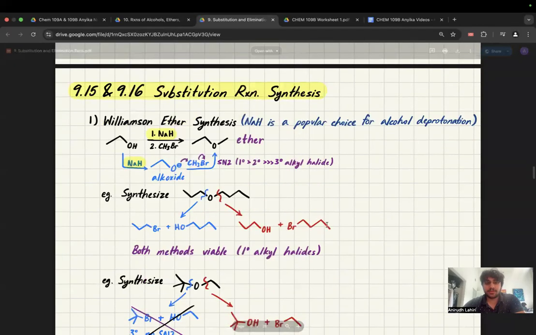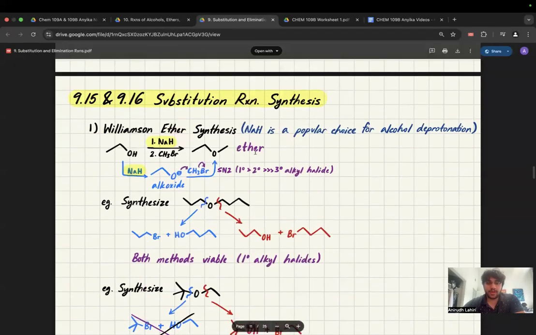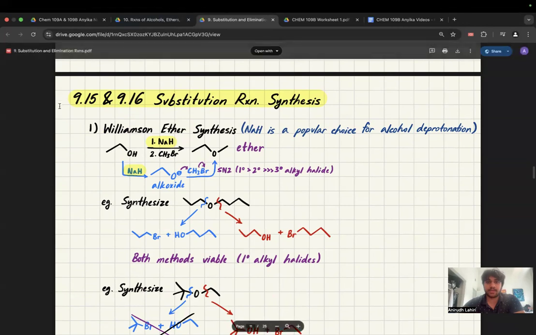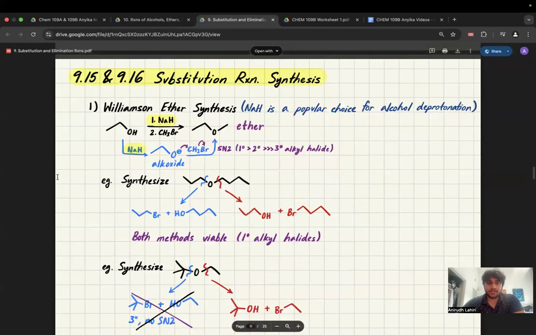Okay, Williamson ether synthesis. So NaH is really popular for alcohol deprotonation. I can almost guarantee you whenever you see NaH, it'll always be in the context of deprotonating an alcohol. So we can talk about how we synthesize ethers, right?